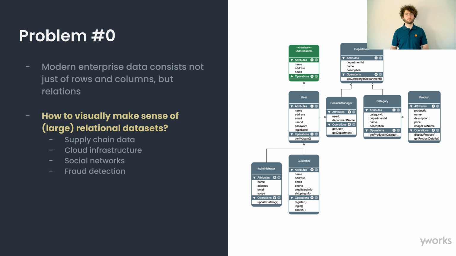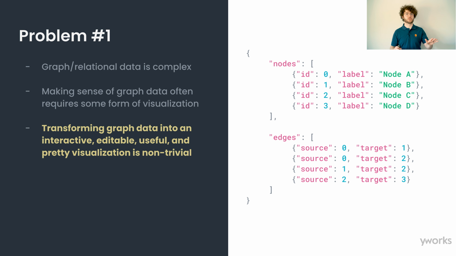Right. With all that preamble out of the way, I think we can now talk about the 3 key challenges that we're trying to address here. First and foremost, as anyone working with modern enterprise data probably already knows, we're very rarely confronted with just data tables consisting of rows and columns. But instead, we're dealing with relations between entities, graph data.